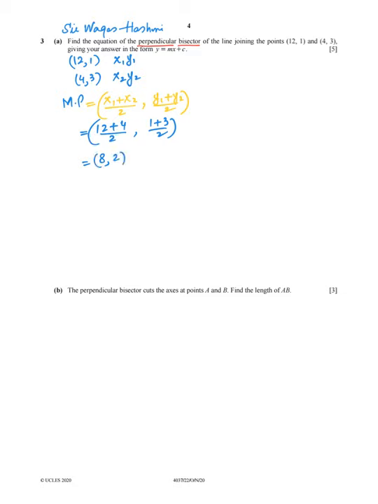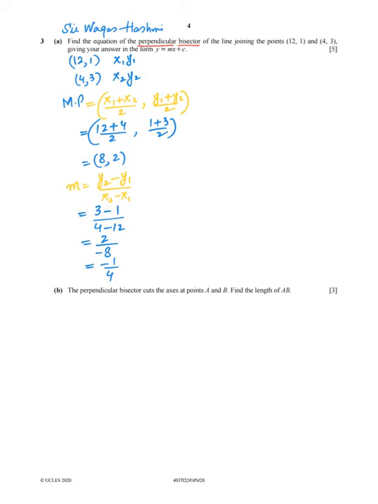Right? After the midpoint we need to find the gradient, and the working formula for gradient is y2 minus y1 divided by x2 minus x1. So the values we have is y2 is 3 minus 1 divided by 4 minus 12. 3 minus 1 will be 2, and 4 minus 12 will be minus 8. So that is equal to minus 1 divided by 4. Alright.